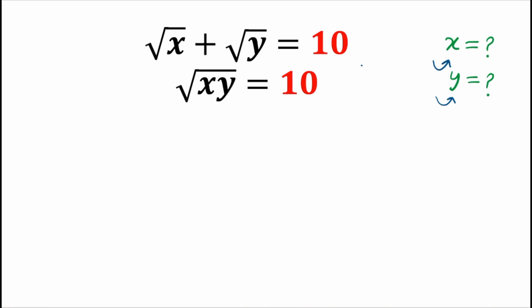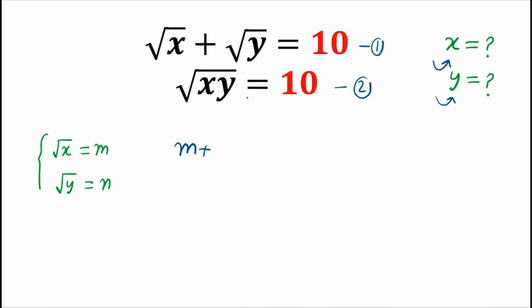Now let's start the solution of this question. Let us consider this as equation number first and this as equation number second. Here we will apply substitution. If we substitute square root of x equals m, and square root of y equals n, now square root of x is replaced by m, plus square root of y is replaced by n, and this is equal to 10.